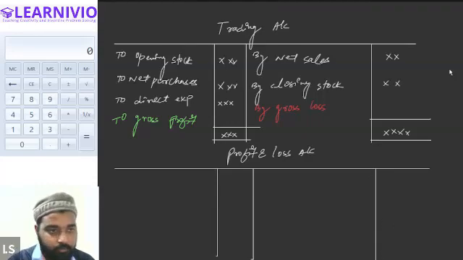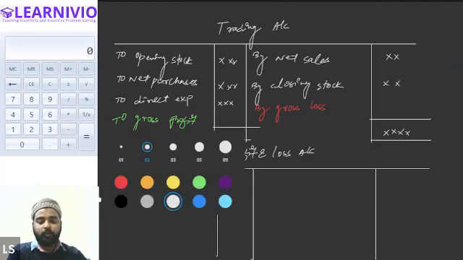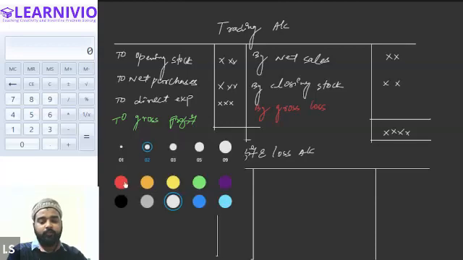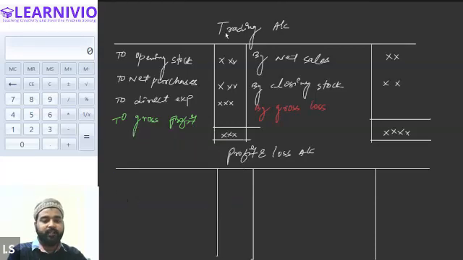Okay. So guys, just keep this in mind that the purpose of the trading account is to determine the gross profit or gross loss generated by the business. Similarly, the purpose of the profit and loss account is to determine the net loss or net profit generated by the business. So while preparing the profit and loss account, the first thing that we do, we record the value of if there is a gross loss in the trading account.